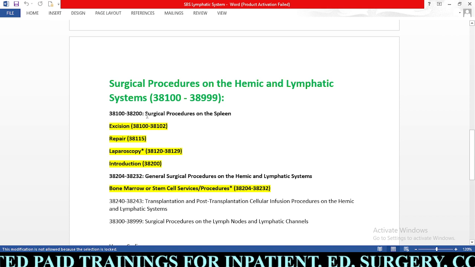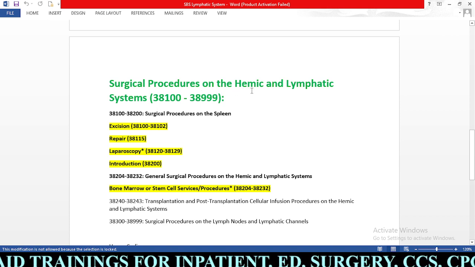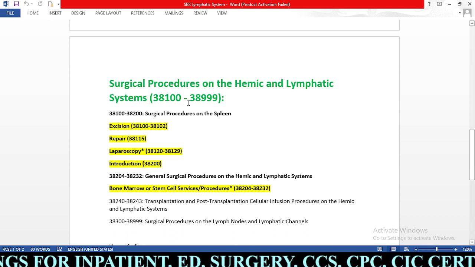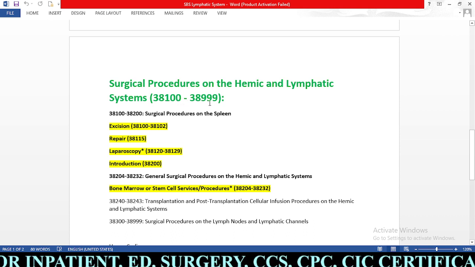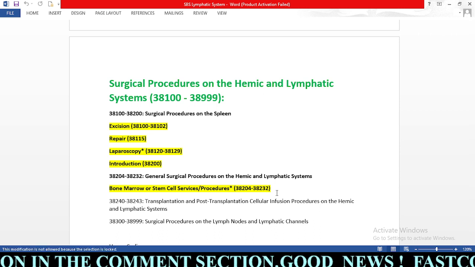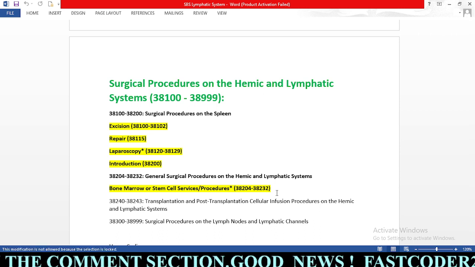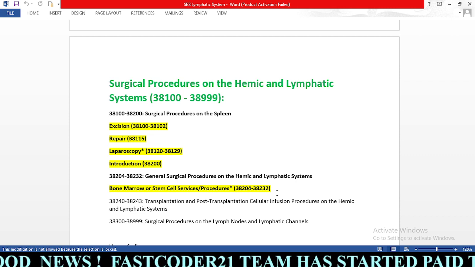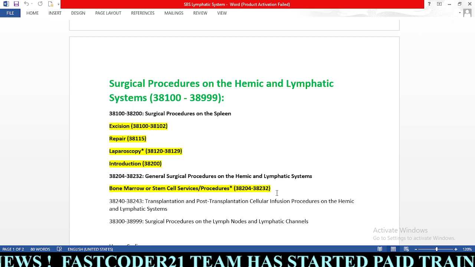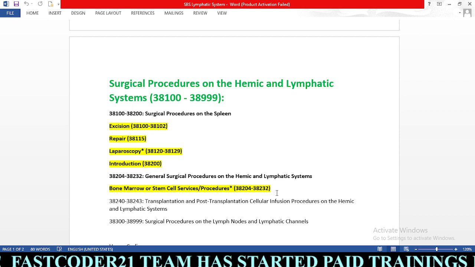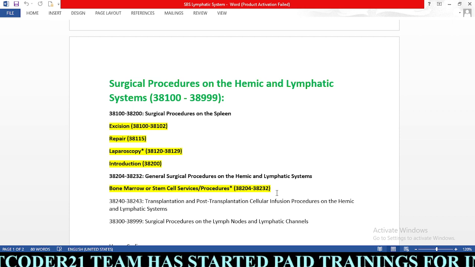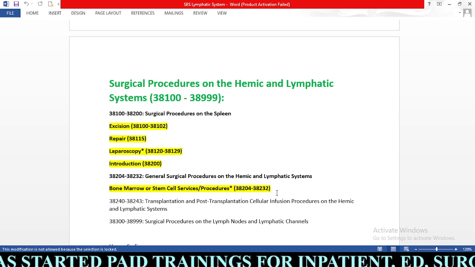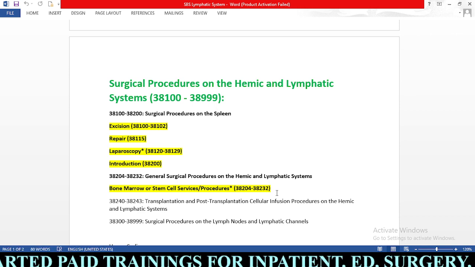In CPT, surgical procedures on the hemic and lymphatic system include 38100 to 38999. If you check the lymphatic system, as we have discussed previously, the spleen is included in the lymphatic system. Spleen codes will include 38100 to 38200. In this section, we have excision, repair, laparoscopy and introduction.